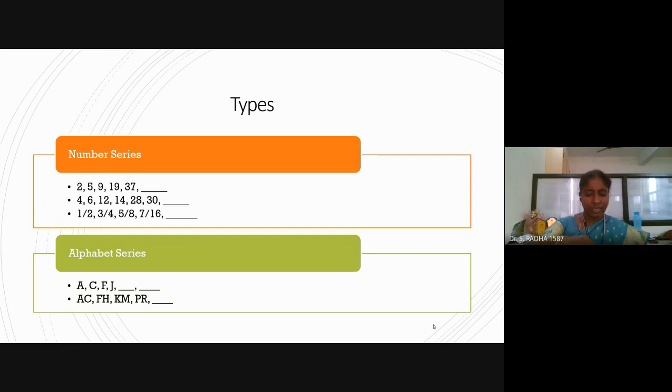In the first example, if you see 2, 5, 9, 19, 37, what is the next number? If you get the answer, kindly post in the chat box. So you can see here, this is addition of plus 3. Okay, this is addition of plus 4. Then it is addition of 10, or any other logic you can see. Number series, what is the next number?